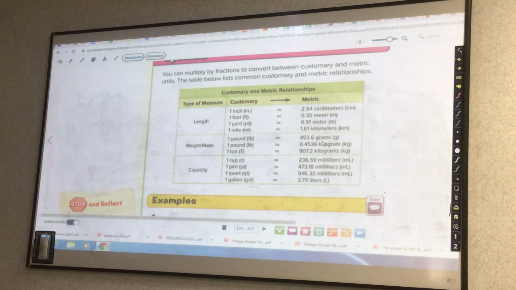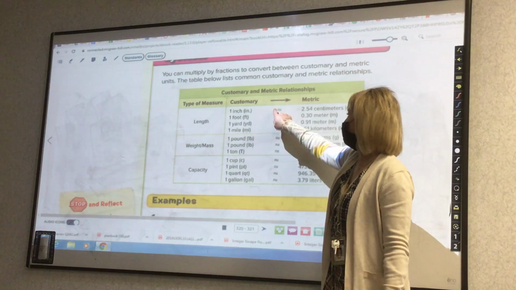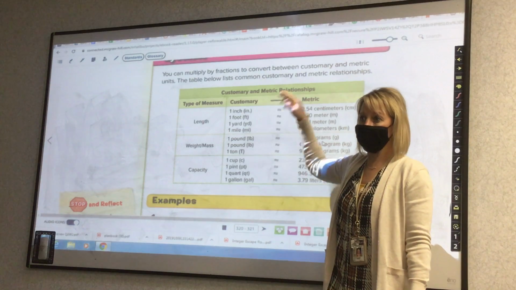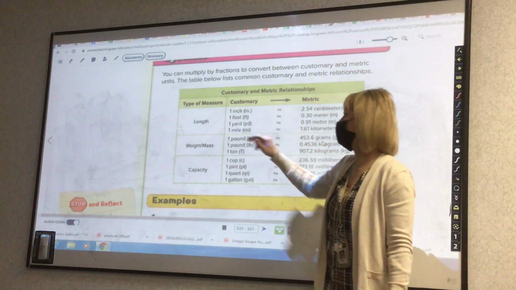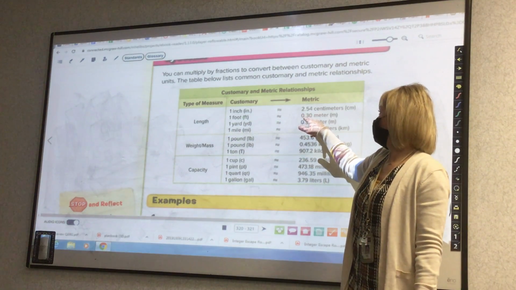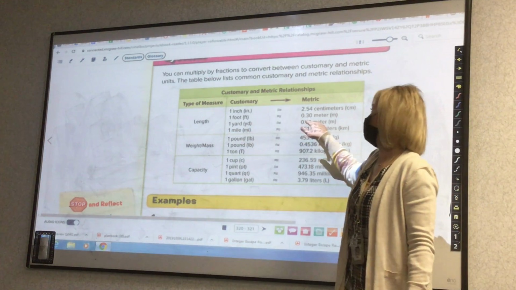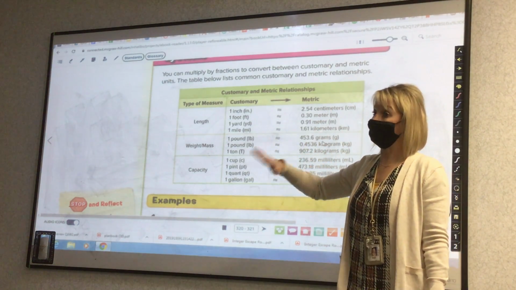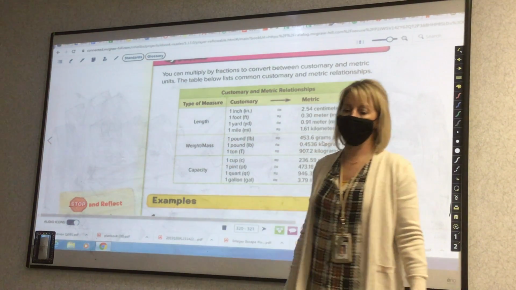This chart is telling us here are some examples in length. One inch is, now these squiggly lines mean about equal, it's not exact, about 2.54 centimeters. One foot is about 30 hundredths of a meter. One yard is about 91 hundredths of a meter. Does that make sense? It's about, it's not exact. We'll come back and look at this chart a lot.